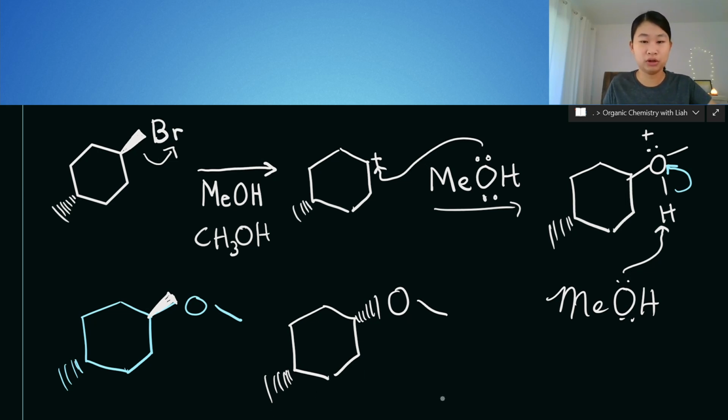Okay, they're going to be cis and trans isomers. Now, this one over here in white is going to be cis, and this one over here is going to be trans because the groups are on the opposite sides. All right, so you should expect both of these products to be made.